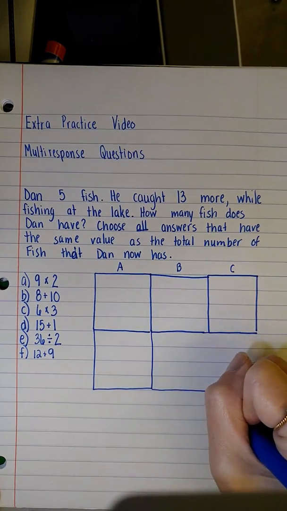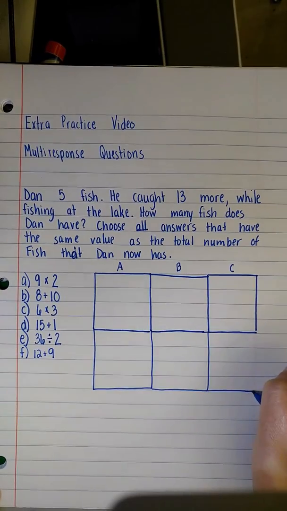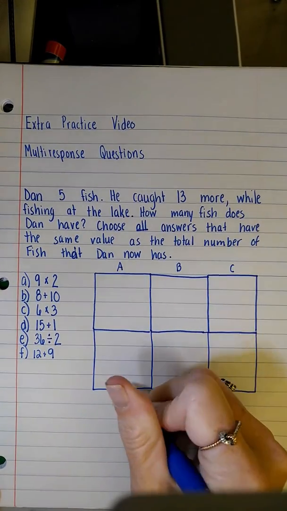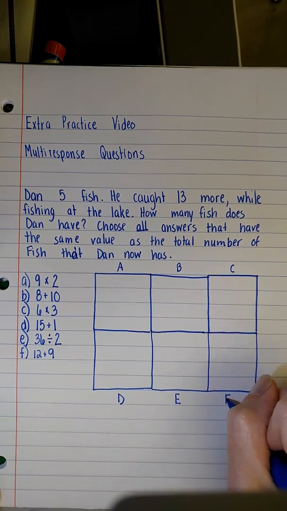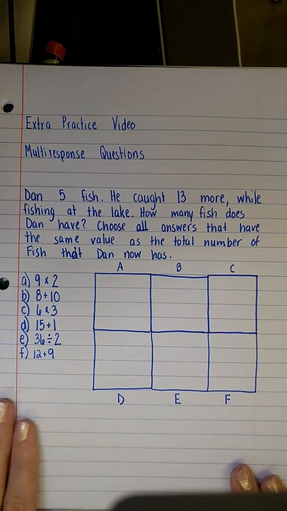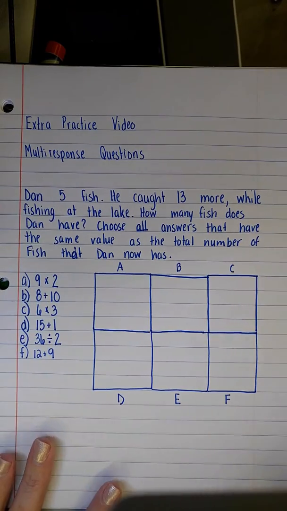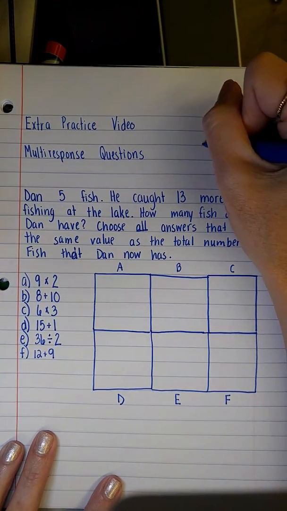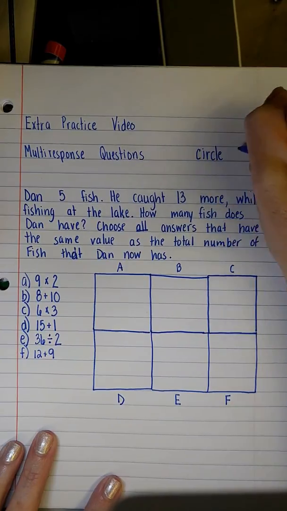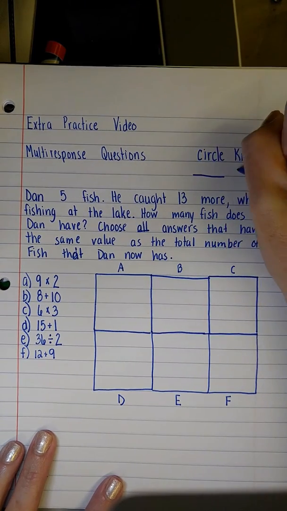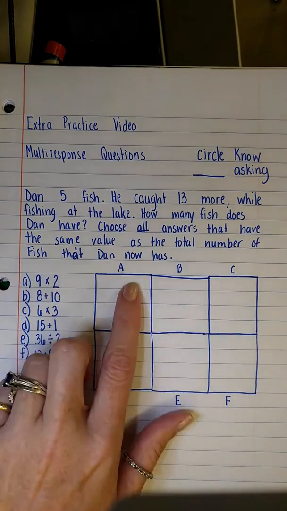So these are for my answer choices to keep me organized. And then the students have room to do the work from the word problem. Now, the students should be circling what they know in the word problem if they have access to it. Circle what you know and underline what they're asking. That way when they solve the initial word problem, they're not making a mistake.